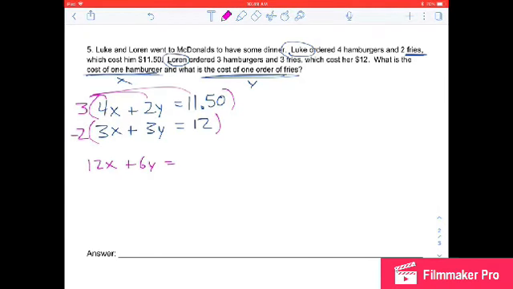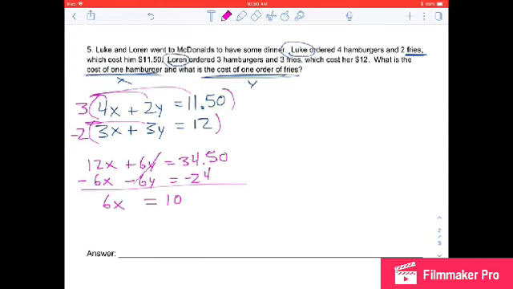And then 3 times 11.50 is 34.50, or 34.5. Same thing on the bottom, negative 6x, negative 6y, and negative 24. Now we're ready to go ahead and combine. Since we have opposites of y, we can go ahead and cancel. So 12x minus 6x is 6x equals 34.5 minus 24 is 10.50, or 10.5.